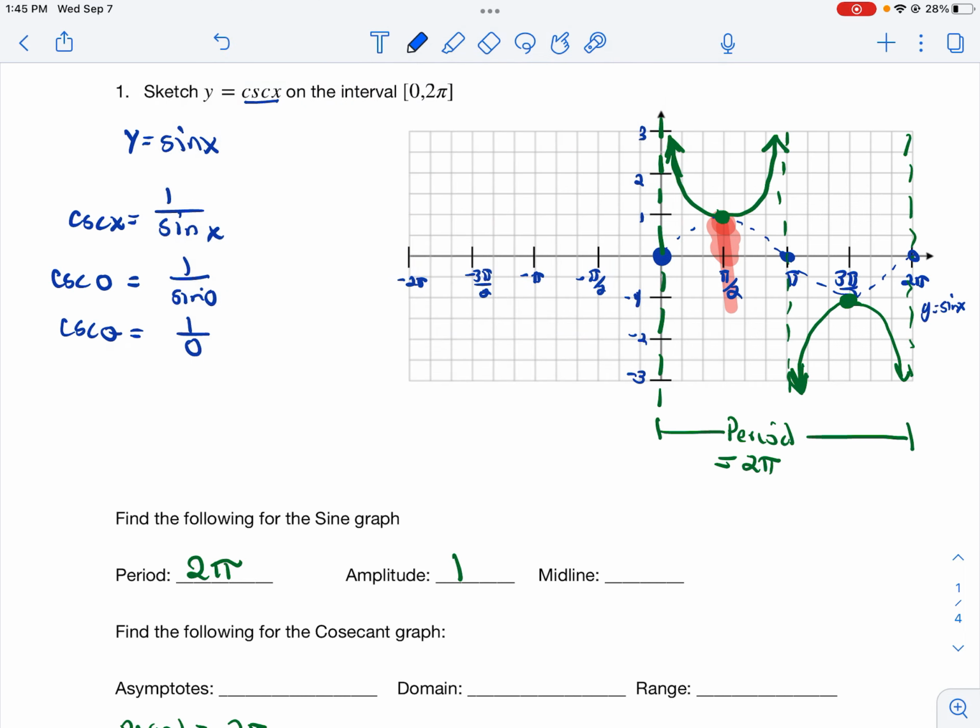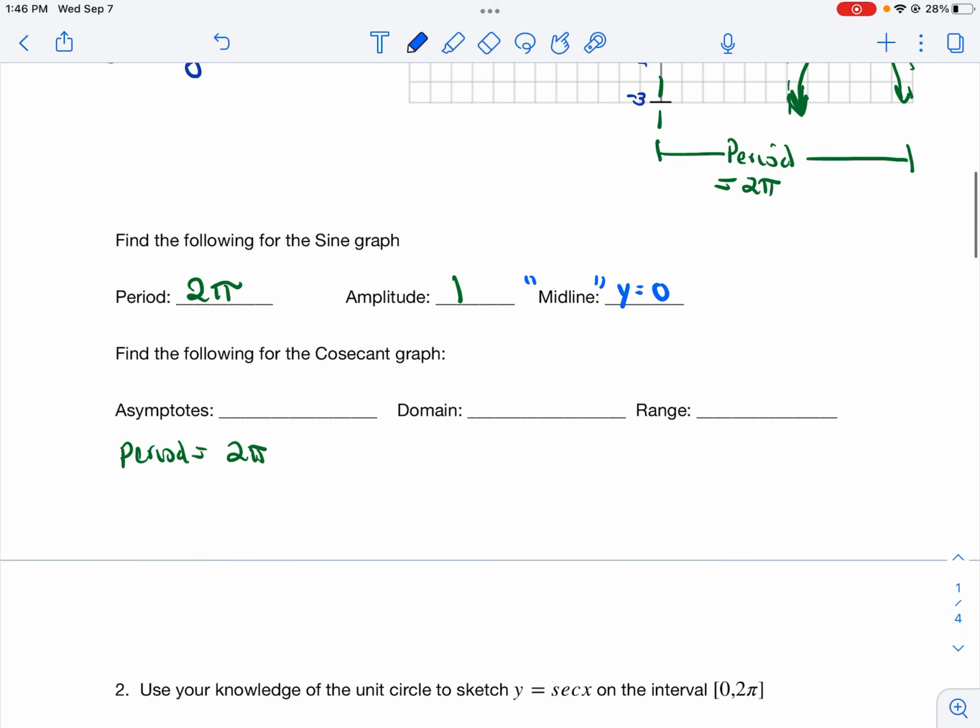We have a midline for our sine graph, but we do not have a midline for our secant graph or cosecant graph, because again, midline is halfway between your maximum and minimums, but secant and cosecant graphs have no maximum, have no minimum, so that cannot be. So again, I'll have you identify those for your associated or corresponding function in a sine or cosine, and I'll put it in quotes when you do it, because there's technically not one.